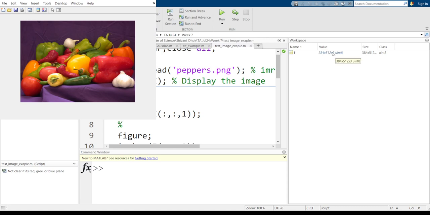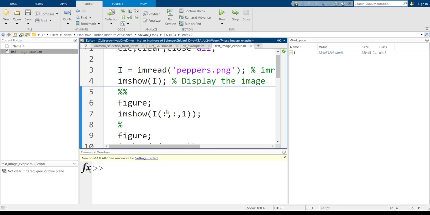So for each of the 384 cross 512, we have three levels, or three matrices stacked one below the other, each of dimension 384 cross 512. What each of these matrices corresponds to are the pixel values for three colors, that is red, green and blue, R, G and B. That's why this is known as an RGB image.